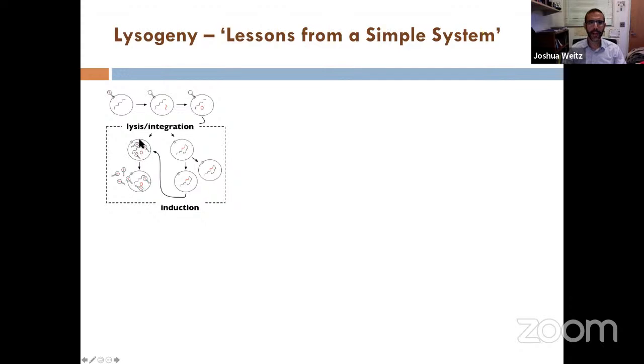The key point here is that in the lytic pathway, the virus leads to the death of the cell and the release of new virus particles. And in the other, there's not a death of the cell. In fact, even though the virus has obtained or found this bacterial cell, it is not actively killing it, at least not yet.